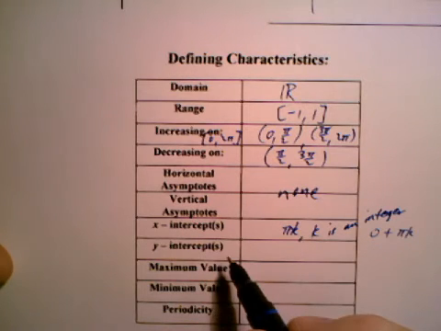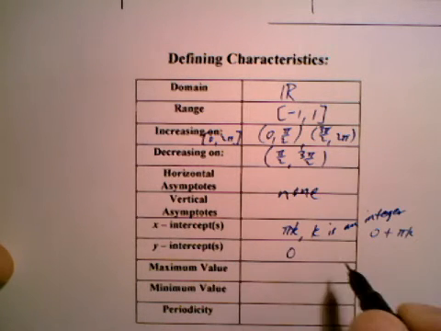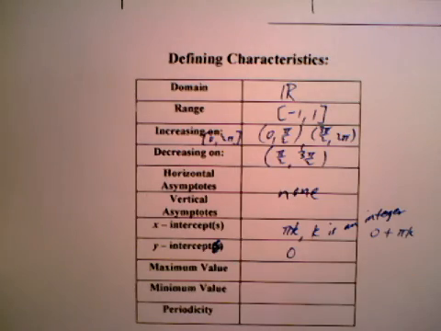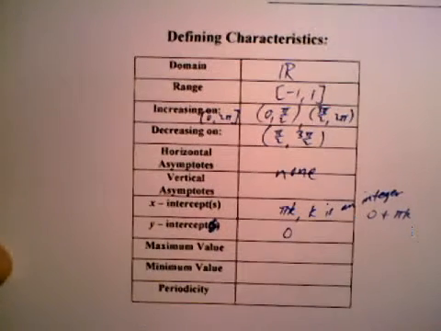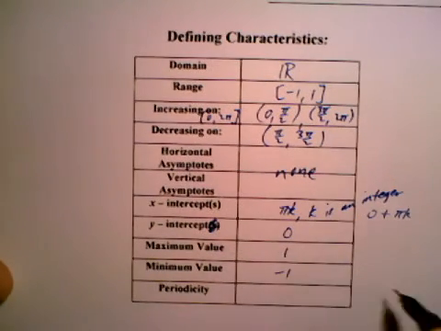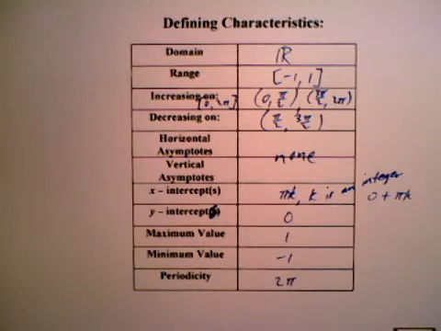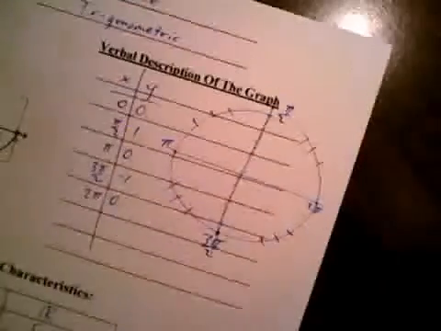So y-intercepts, there's only one, a y-intercept of 0. There should never be more than one y-intercept in a function anyway, so I should probably take that out. Max and min values, the same as the cosine, and the period, again, same as the cosine. Alright, so let's go ahead then and see if we can fit in the tangent into the same video.